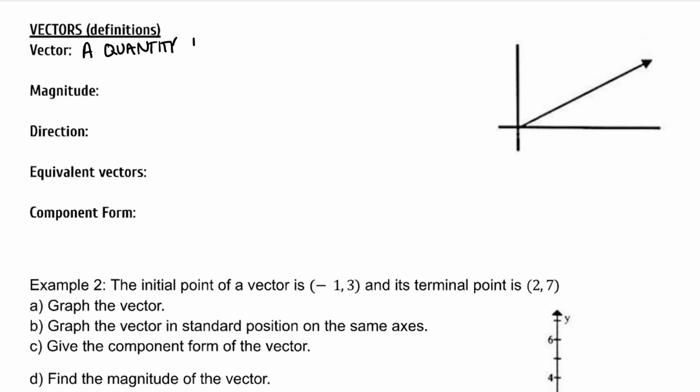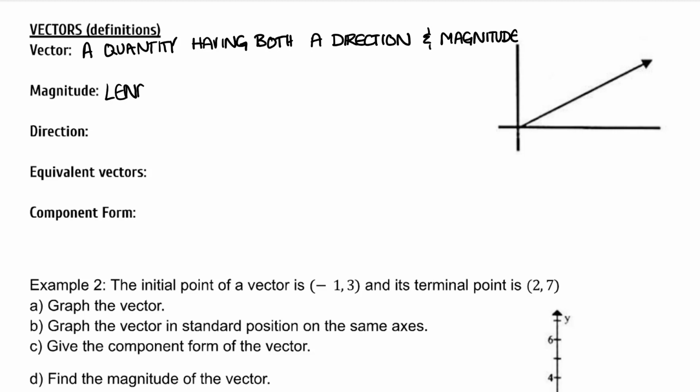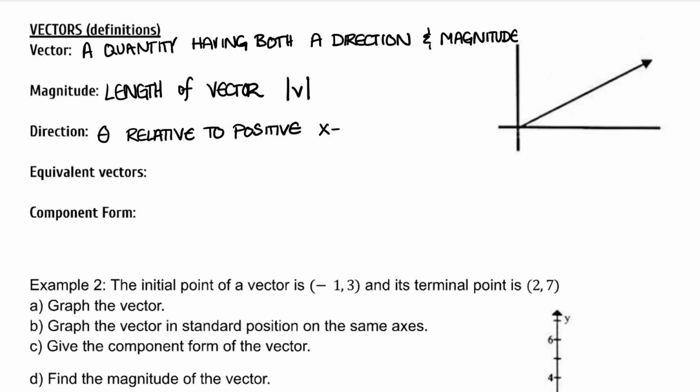A vector is a quantity having both a direction and a magnitude. The magnitude is the length of the vector. We can denote this as a single bar around v. It looks like absolute value, but it is talking about the norm of the vector or the length of it. The direction is the theta value relative to the positive x-axis. Here we have a vector where the initial point is here and the terminal point is here.